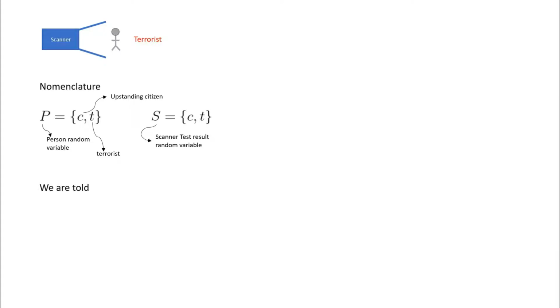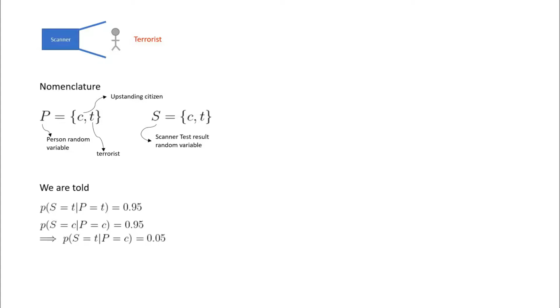We are also told to write down mathematically that the probability of S equal T, so the probability that the scanner test says the person is a terrorist, given the person is a terrorist, is 95%. Similarly, if the person is actually an upstanding citizen, the probability that the test will say they're an upstanding citizen is also 95%. This is equivalent to saying there's a 5% chance that an upstanding citizen will be diagnosed as a terrorist by the scanner.